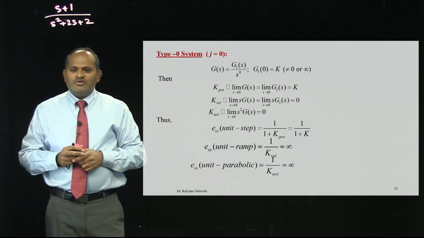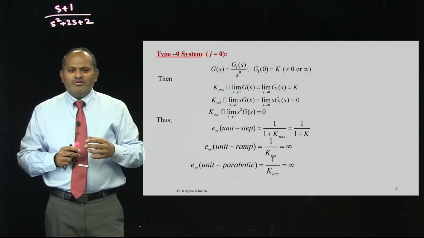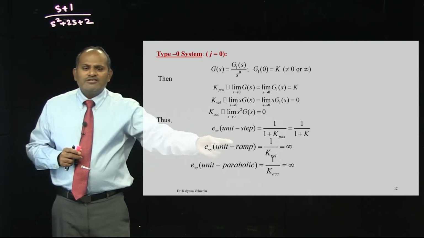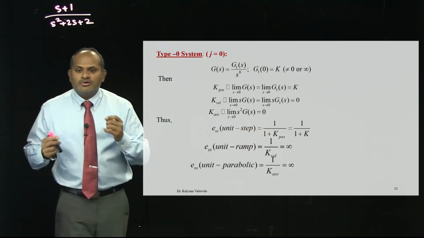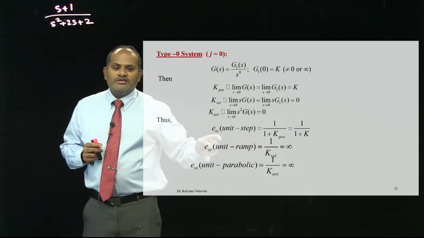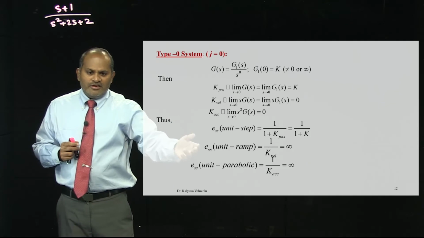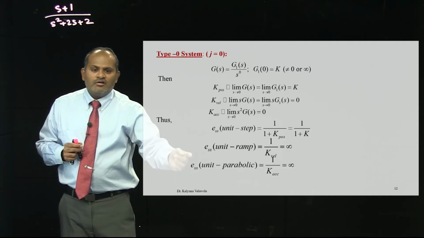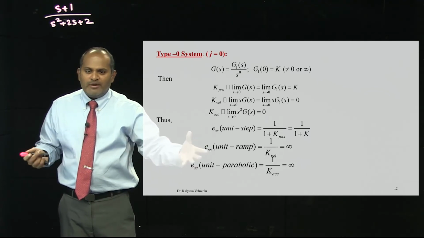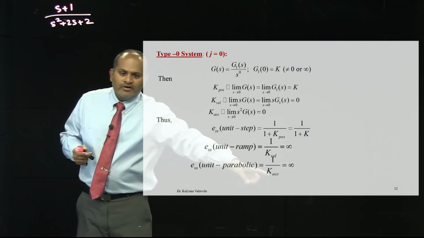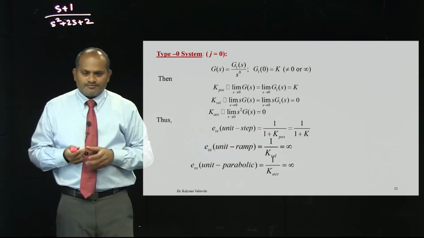That means type 0 systems are not really good. Type 0 systems can only give you a constant error for step input. Even for step input, you can't get 0 error because your unit step error is 1 by (1 plus K). So, this is for type 0. It does not really give good performance for any signal. If you give unit ramp, you get infinity error, bad performance. Unit parabolic, infinity error, so really bad. Only for step, you get a constant value.